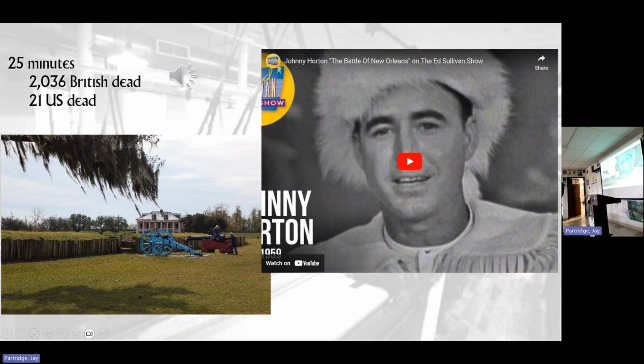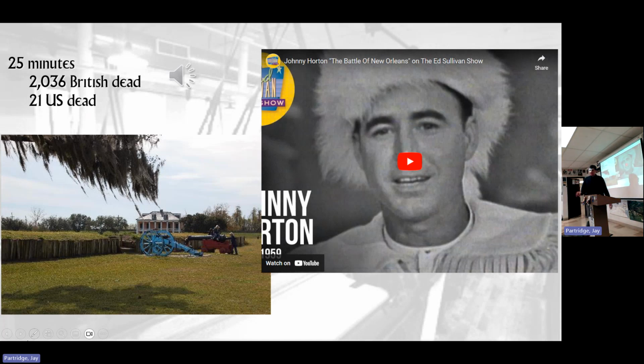And Jackson, two things we have to get out of this. Jackson's going to become a hero like we can't even comprehend. And secondly, it made the Americans feel like we won the war. It made us feel like it because every other battle went badly. We just got our capital burnt, but now we feel like it.